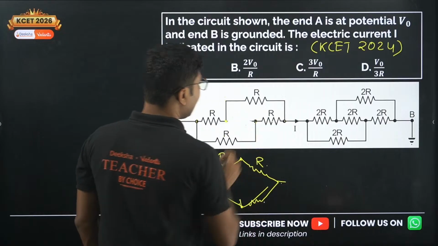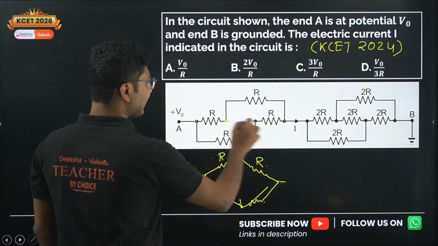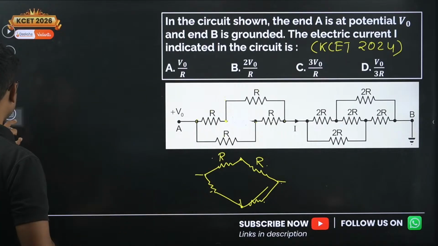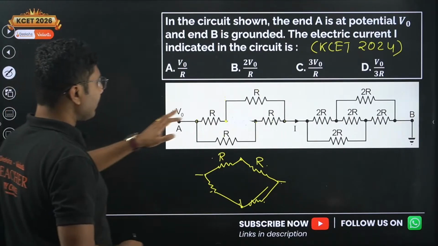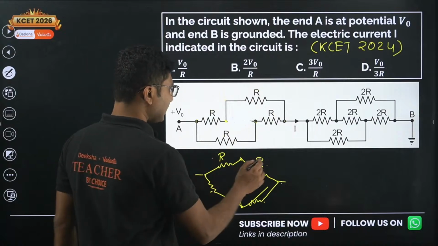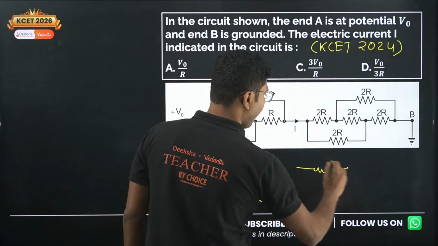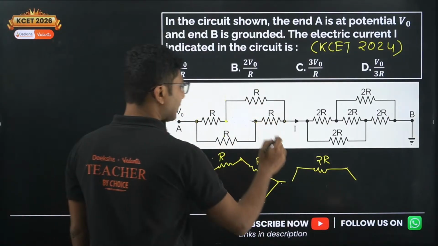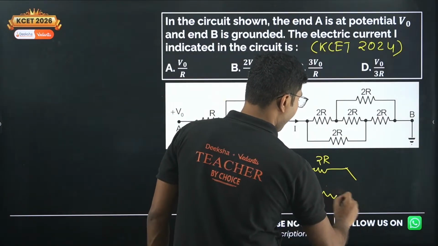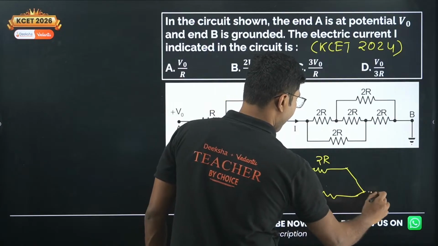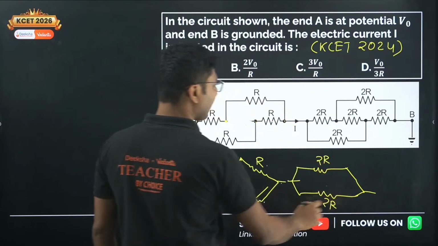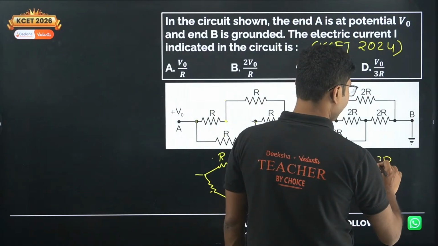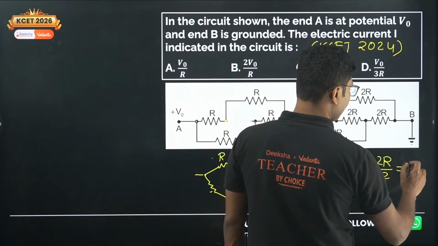As you can see, this and this are connected in series, this and this are connected in series, and they are connected in parallel mutually. So what is the equivalent resistance of these two? R plus R, that is 2R, and this is also R plus R, that is another 2R. And 2R and 2R are two equal resistances in parallel, so their equivalent resistance will be just half of that, that will be only R.